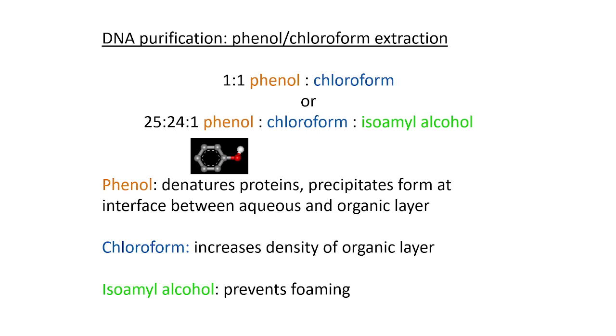Then for DNA purification, you have the phenol chloroform extraction, where you can use 1:1 phenol chloroform, or the other one, which is 25:24:1 phenol chloroform isoamyl alcohol. So what is the role of the different agents? That is very important. Phenol denatures the proteins, and precipitates form at the interface between the aqueous and the organic layer. Chloroform increases the density of the organic layer, and isoamyl alcohol prevents foaming.